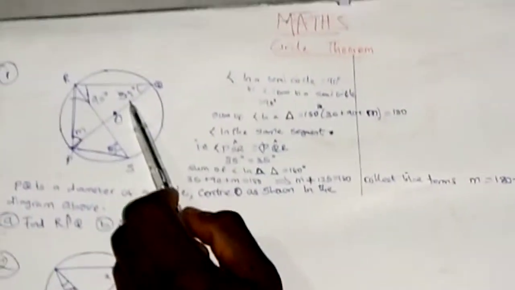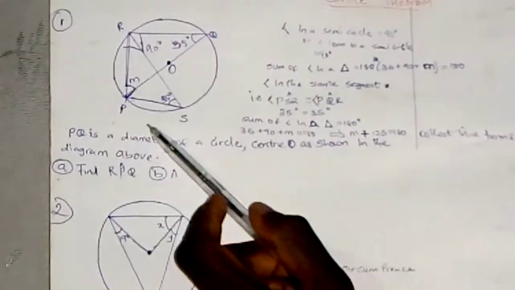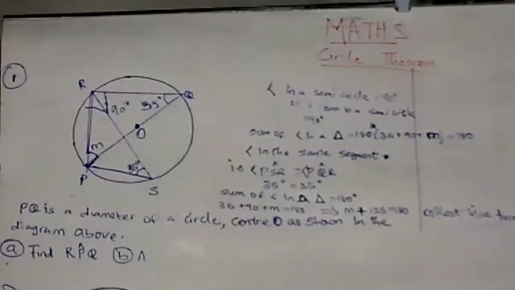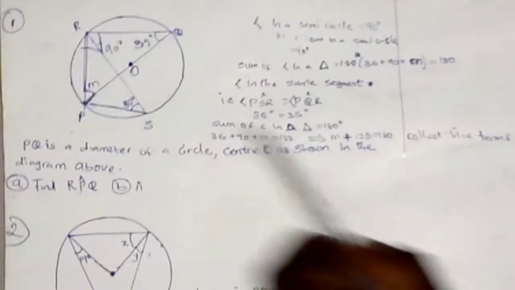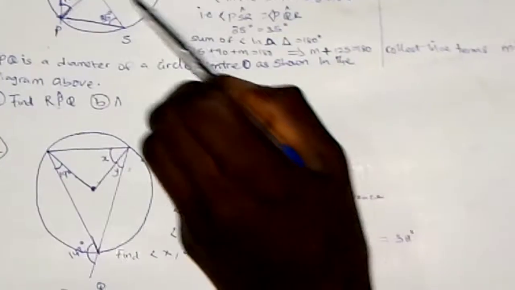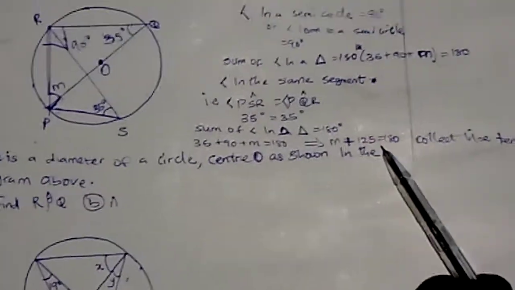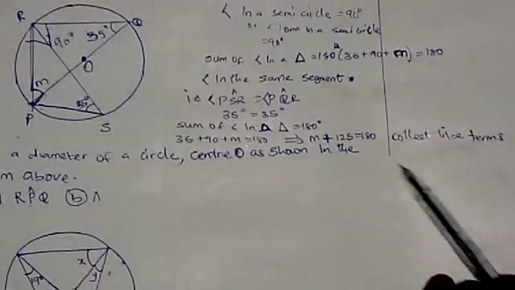So you can easily find your M directly. This is a triangle now. The sum of angles in a triangle equals 180. That is 35 plus 90 plus M equals 180. The reason is sum of angles in a triangle. When we add everything together, 35 plus 90 is 125, then plus M equals 180. So we collect like terms to look for M. M equals 180 minus 125, which equals 55. So that's the answer for that.